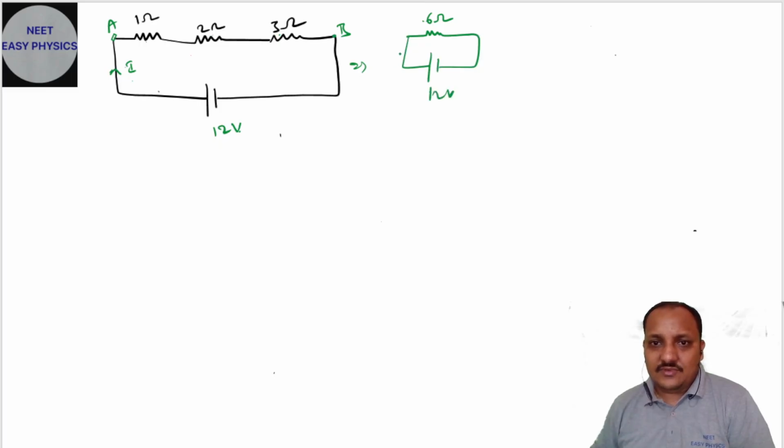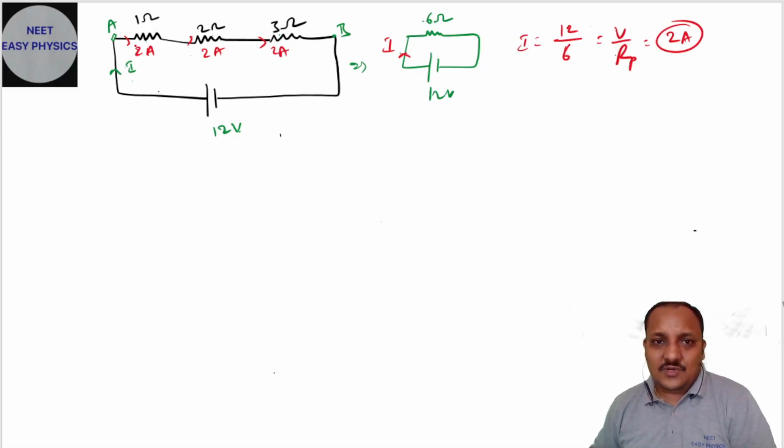This is 12 volts. Now, what is the current passing through this? I is going to be 12 by 6 because V by R. So 12 by 6 means 2 amperes. So current in each resistor is 2 amperes.